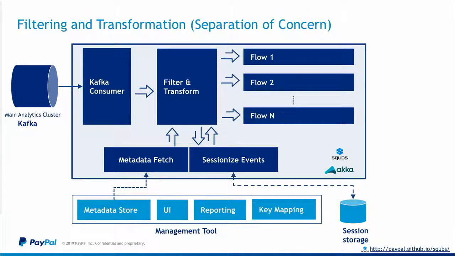One is a filter and transform engine, and what it does is filter these Kafka messages. It receives all these Kafka messages from the main cluster, and based on some metadata, which is governed by the management tool you see at the bottom, it provides value. You can put some configurations there. You can put some criteria like what exactly you are looking for.